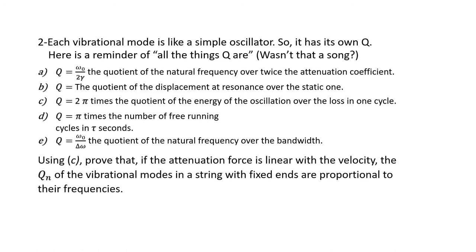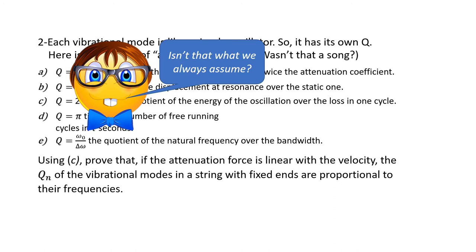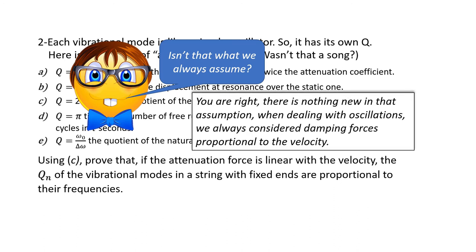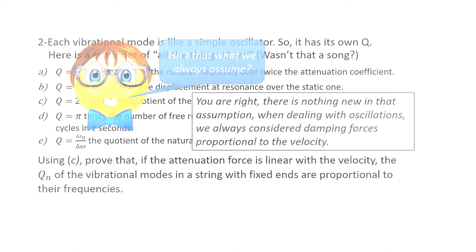Using C, prove that if the attenuation force is linear with the velocity, the Q sub n of the vibrational modes in a string are proportional to their frequencies. Isn't that what we always assume? You're right. There's nothing new about this assumption. When dealing with oscillations, we always consider damping forces proportional to the velocity. Let's go on with the quiz.